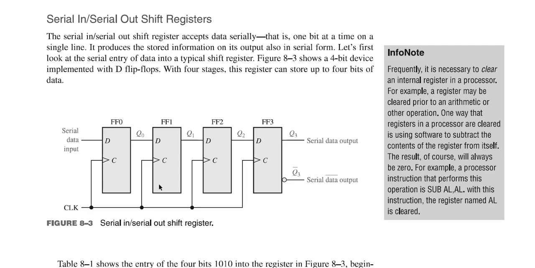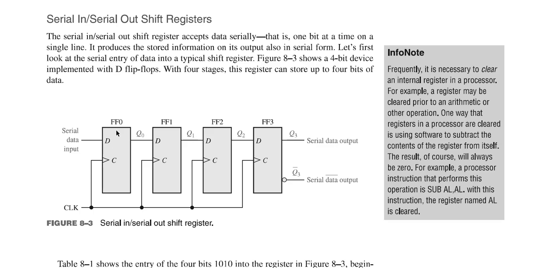Consider this diagram over here. Four flip-flops are given: FF0, FF1, FF2, FF3. All of them are D flip-flops. A clock signal is given for step-by-step operation, or a single step.